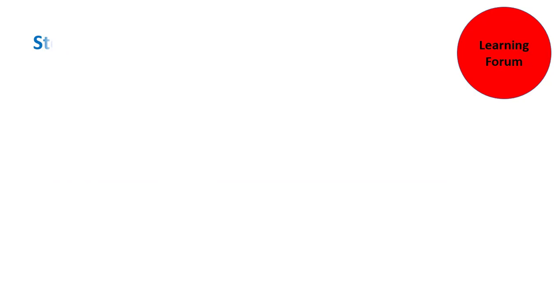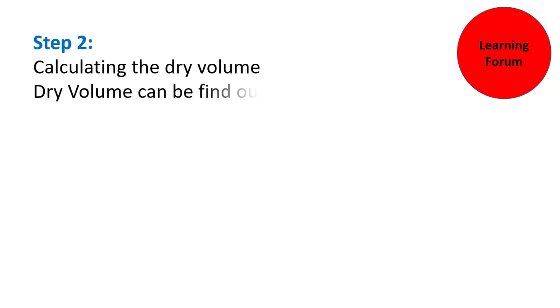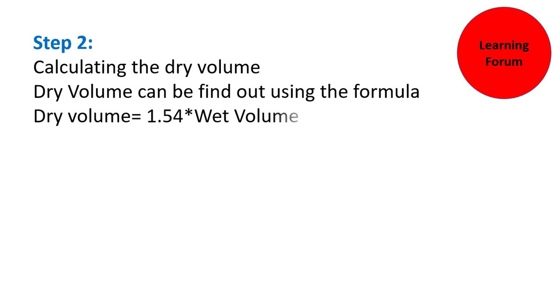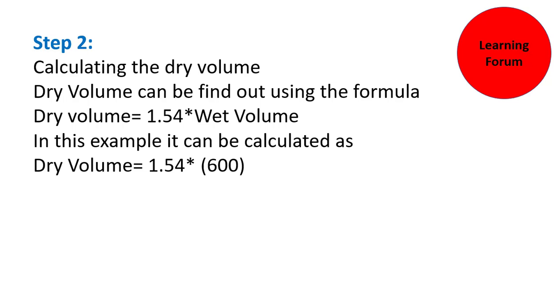Now, coming to the second step. The second step will be calculating the dry volume, and dry volume can be found out using the following formula. Dry volume is given by 1.54 into wet volume. As we already have calculated the wet volume, we can find the dry volume by just multiplying it with 1.54. So the dry volume comes out to be 924 cubic feet.